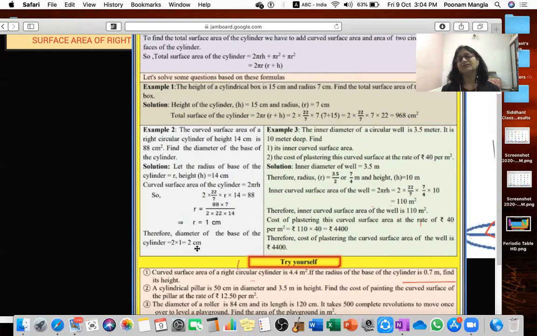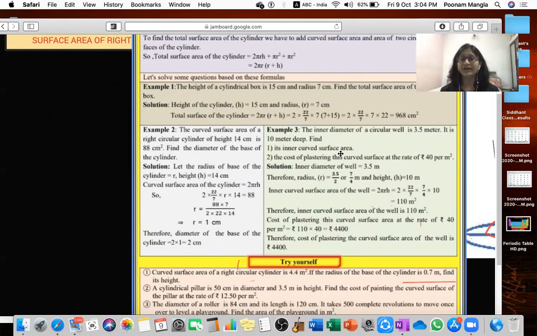Let's take one more example, which is example 3. The inner diameter of a circular well is 3.5 meter. It is 10 meter deep. Find its inner curved surface area, and second, the cost of plastering this curved surface at the rate of 40 rupees per square meter. Let us calculate the first part first.